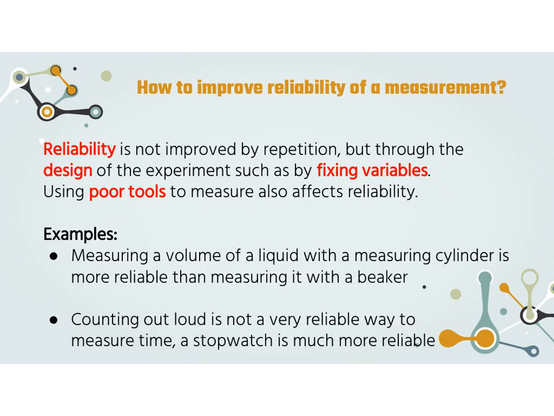So reliability, as we mentioned before, is not proved or improved by repetition, but through the design of the experiment. You can, for example, fix the variables, and also keep in mind that sometimes using poor tools to measure will affect the reliability. So instead of using the beaker to measure the volume, you have to use the measuring cylinder. Or instead of counting aloud, you have to use the stopwatch, which is more reliable to measure time.